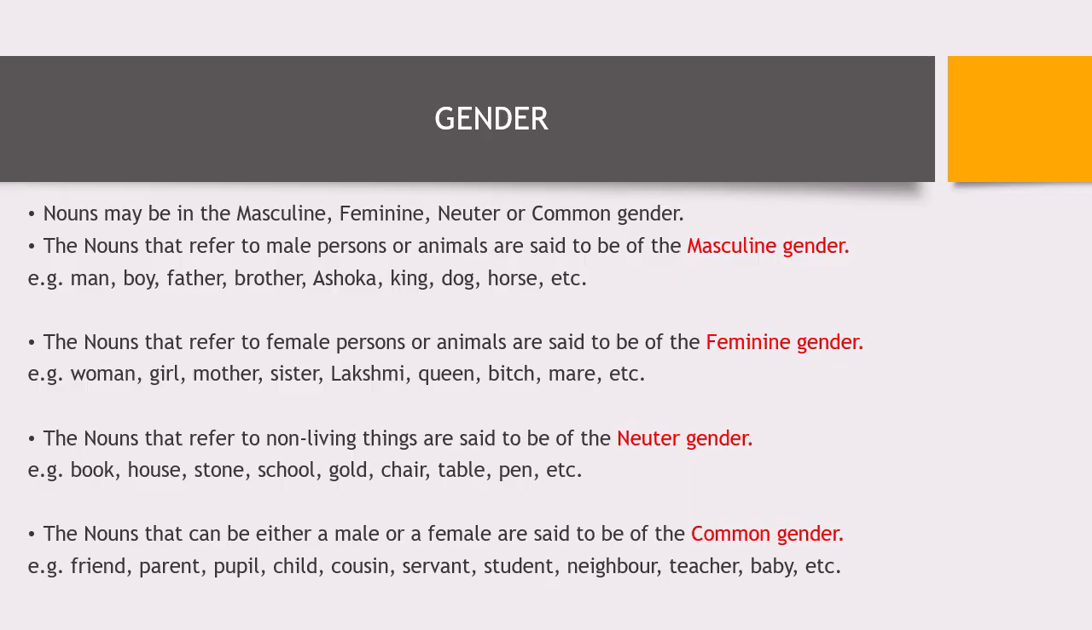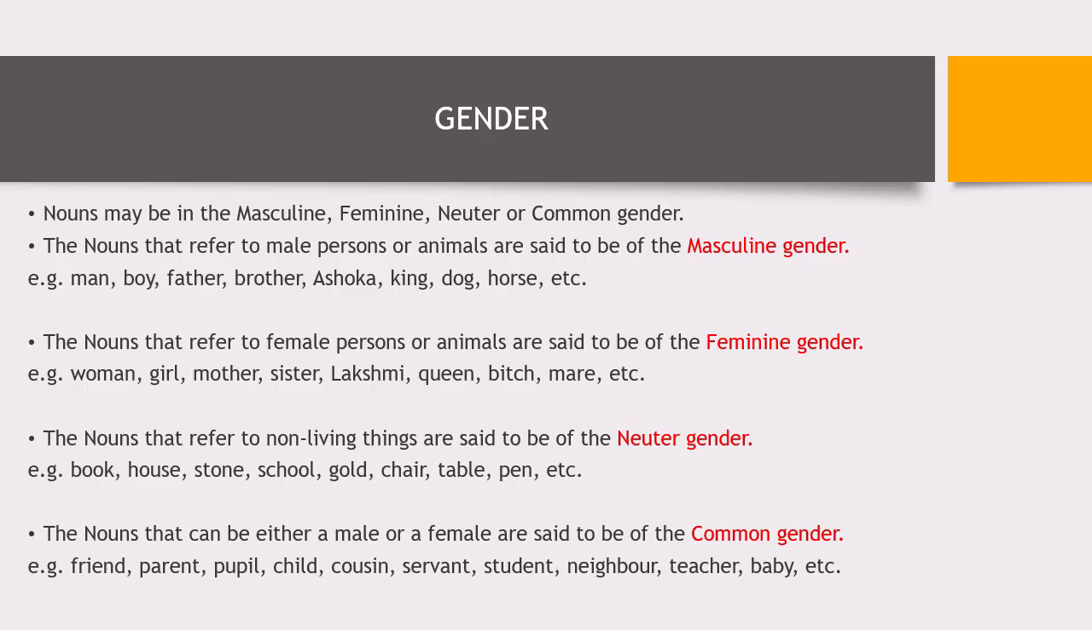The nouns that refer to female persons or animals are said to be of the feminine gender. For example, woman, girl, mother, sister, Lakshmi, queen, bitch, mayor, etc. The nouns that refer to non-living things are said to be of the neuter gender. For example, book, house, stone, school, gold, chair, table, pen, etc.